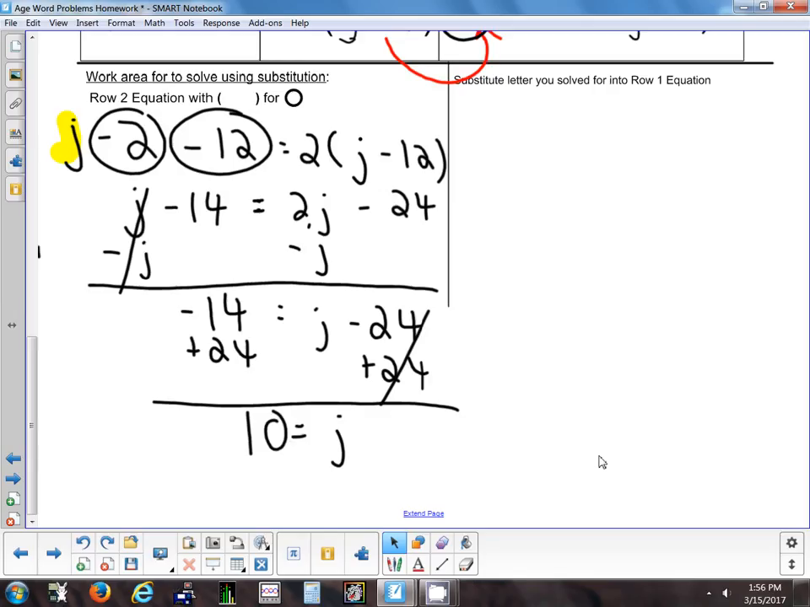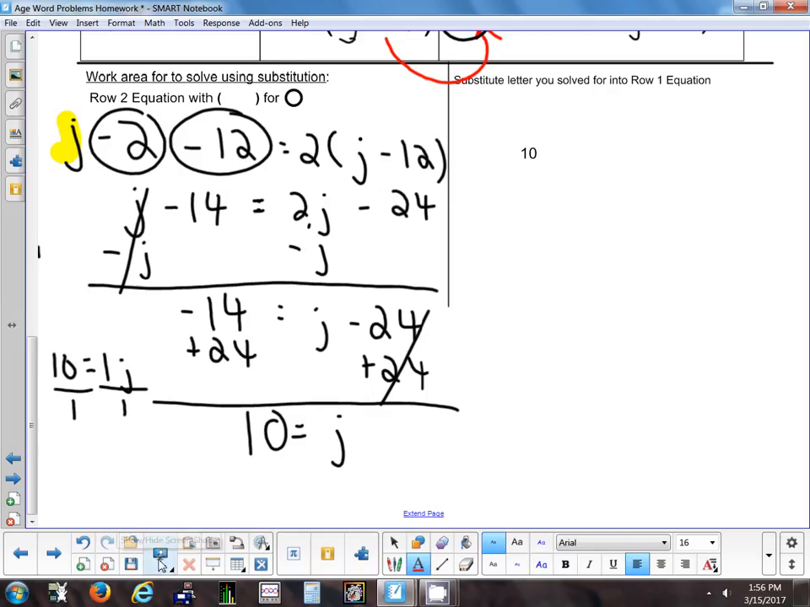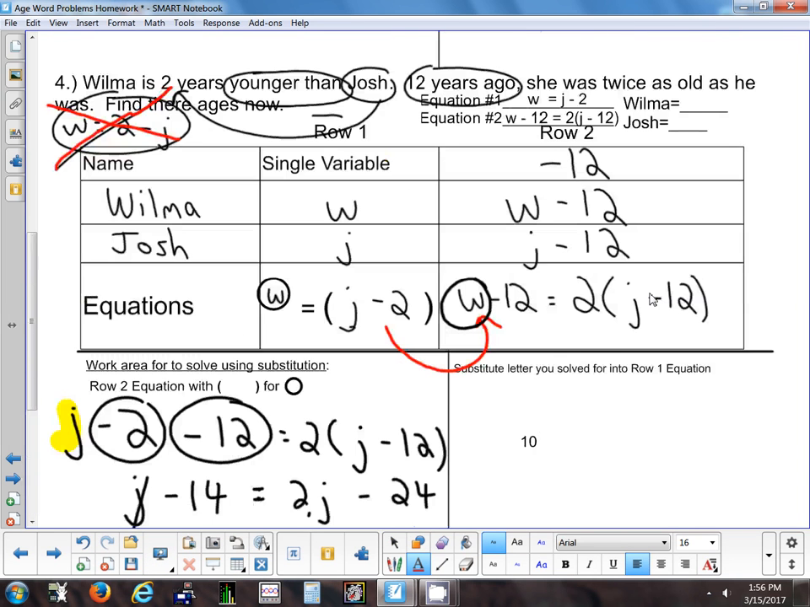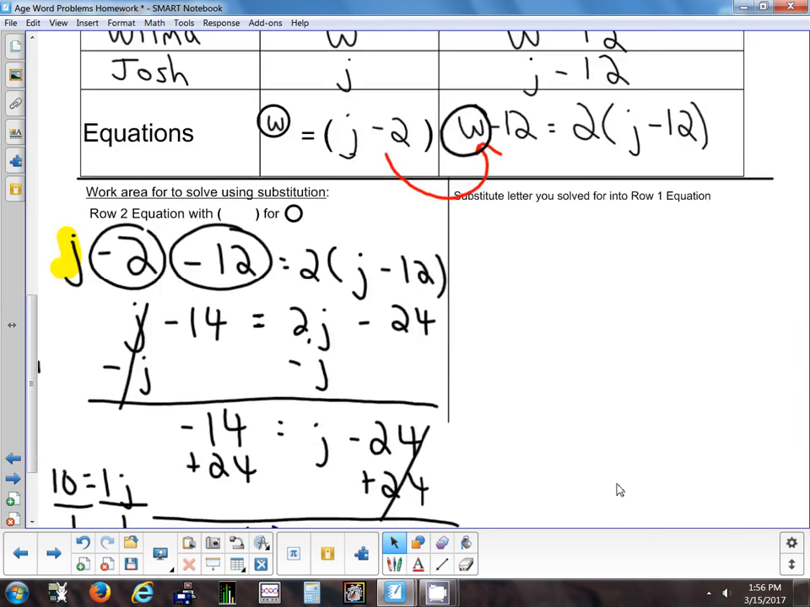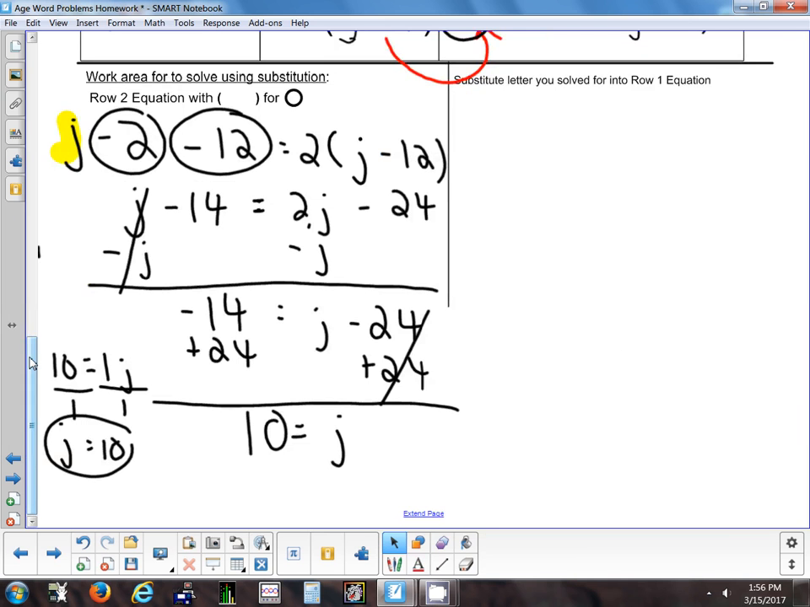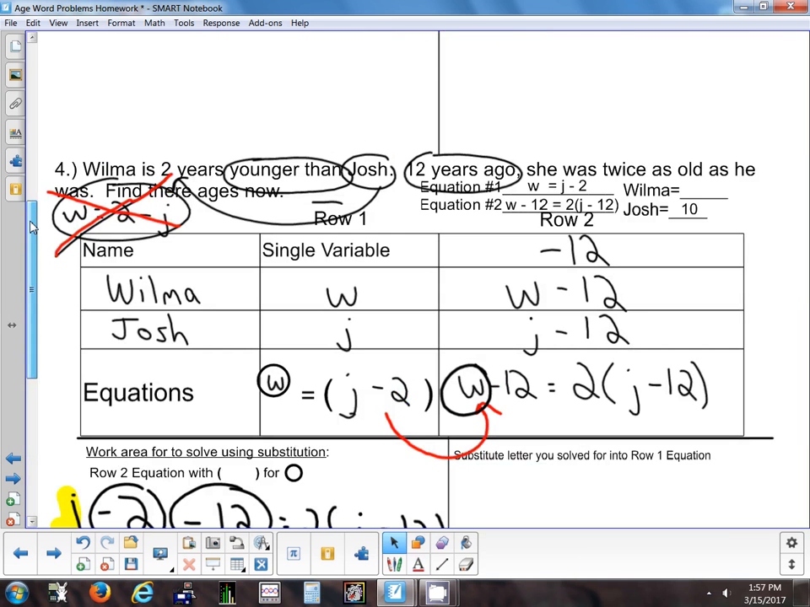Now I can divide? Yes. Why, Nini? Yeah, there's nothing, I mean, you could do this, like 10 equals 1J, divide by 1, J equals 10. If you plug 10 divided by 1 in your calculator, you would get 10. You don't have to do that, but I'm saying sometimes you guys do that. That's fine. And what Mr. Hager just did is, he brought the 10 and wrote it in for Josh's age.